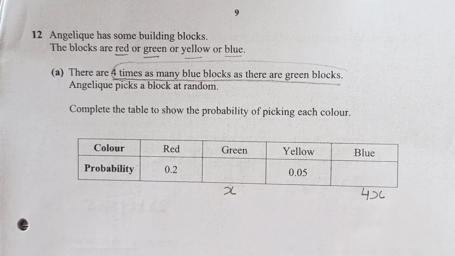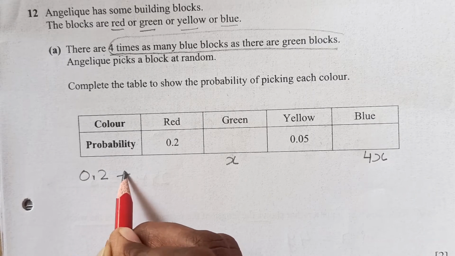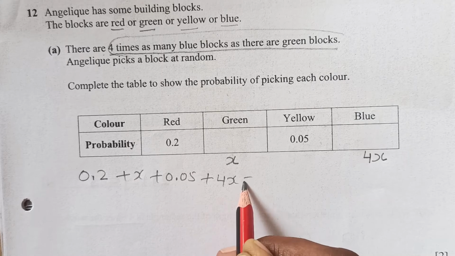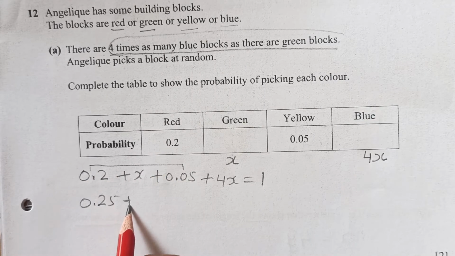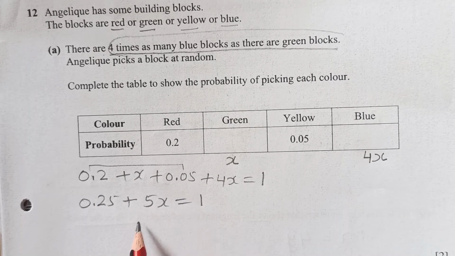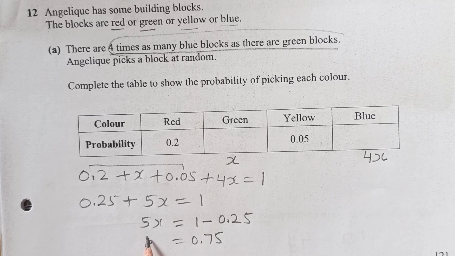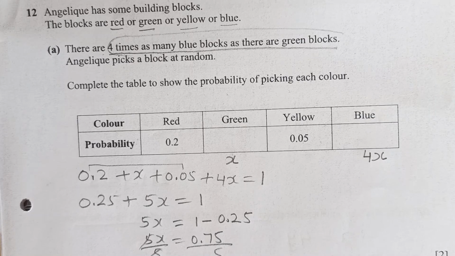Now all these probabilities should add up to 1. So that means 0.2 plus x plus 0.05 plus 4x should add up to 1. Adding this, 0.25 plus 4x plus x, 5x equals 1. So 5x equals 1 minus 0.25, which is 0.75. 5x divided by 5, divided by 5, this is gone. So we have the value of x as 0.15.